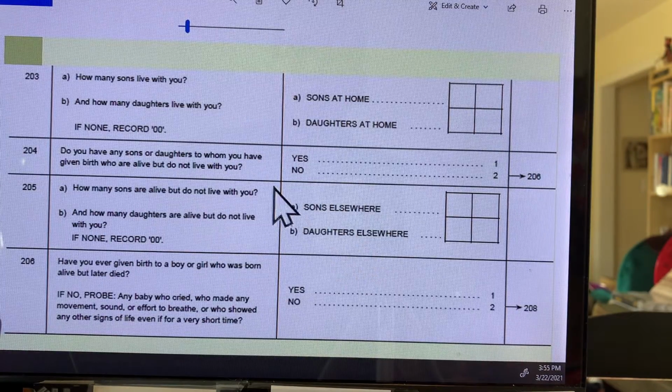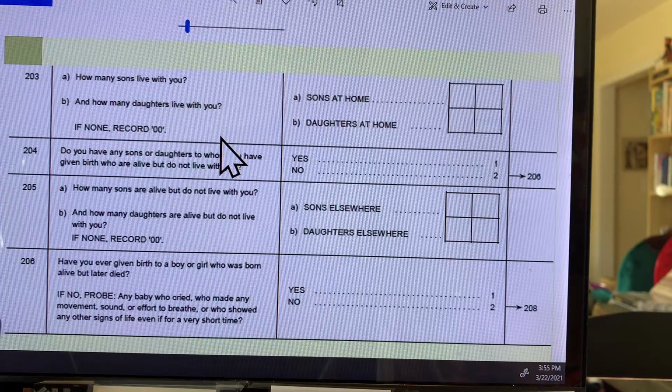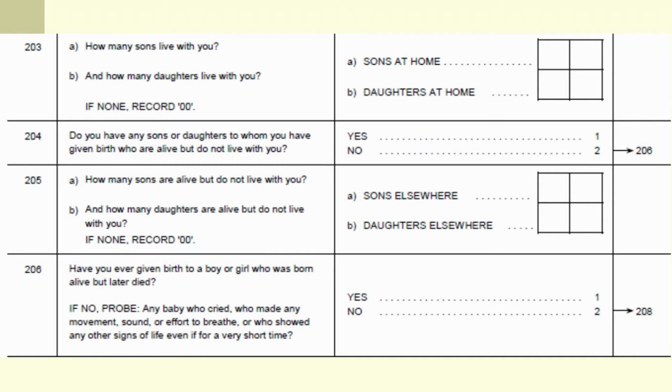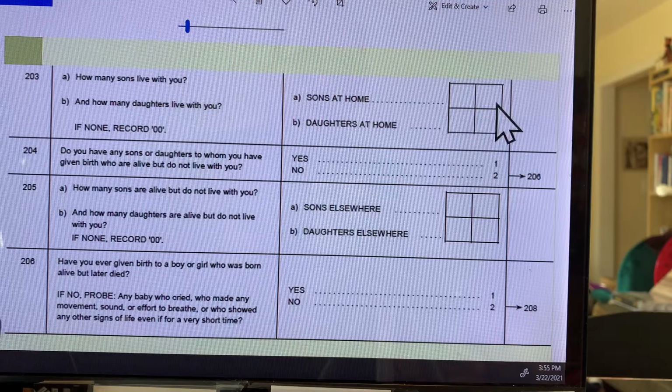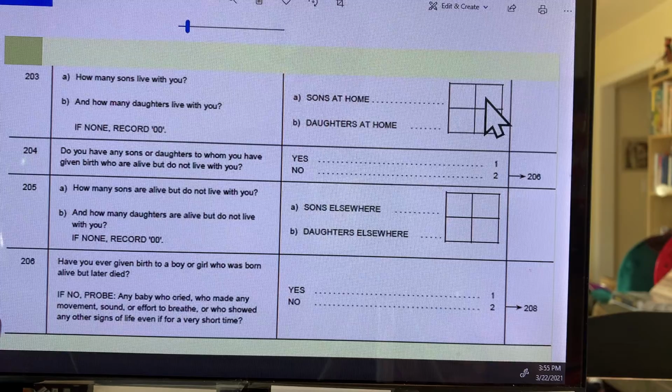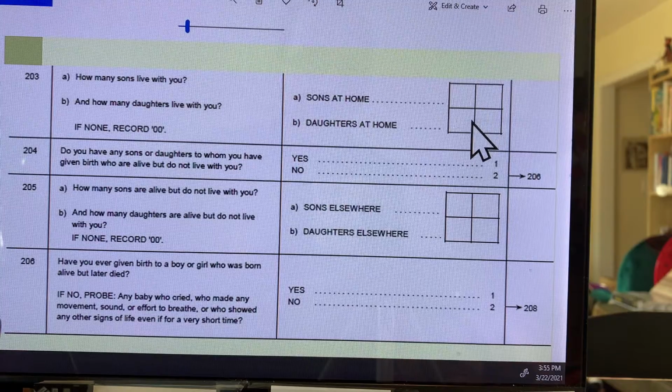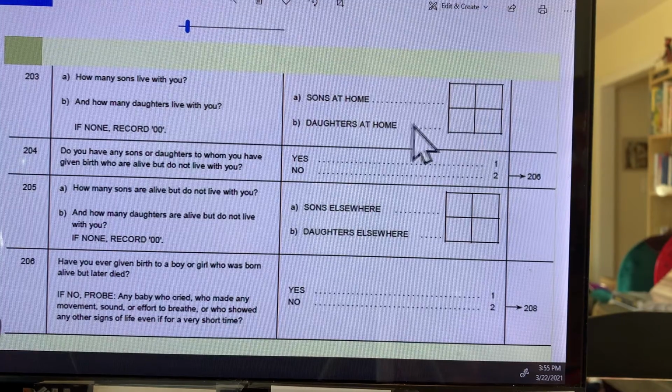Now here we have a slight difference from what we have seen before. So here, for example, you're asking how many sons and how many daughters, but the tricky part is living with you. Why? Because in this particular survey, you want to know how many sons are living with you and how many are not. And so you can see that in the response category, you have 2 boxes, because you might have, in some countries still, 10 or more, and same with daughters.